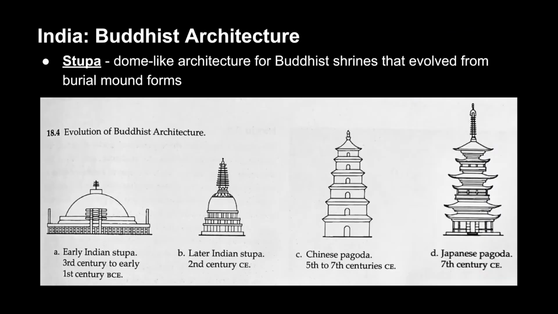Moving on to Buddhist architecture, we see the stupa, which is a dome-like structure that was created for Buddhist shrines, and the form itself actually evolved from burial mounds. In this graphic, we can see the difference between early and late Indian stupas, as well as Chinese and Japanese pagodas. While we see the distinct difference between the stupas and the pagodas, we can also see how time and location affected all of these different types of architecture.